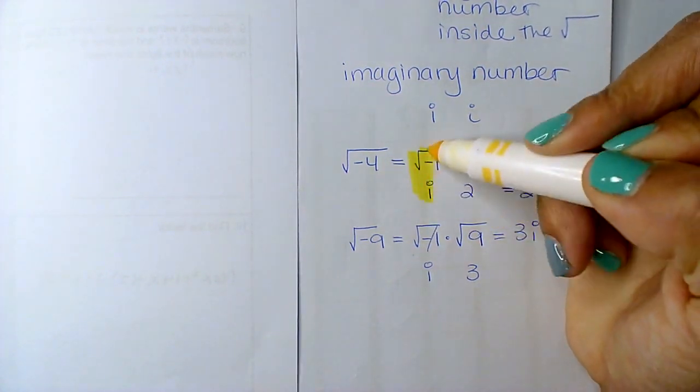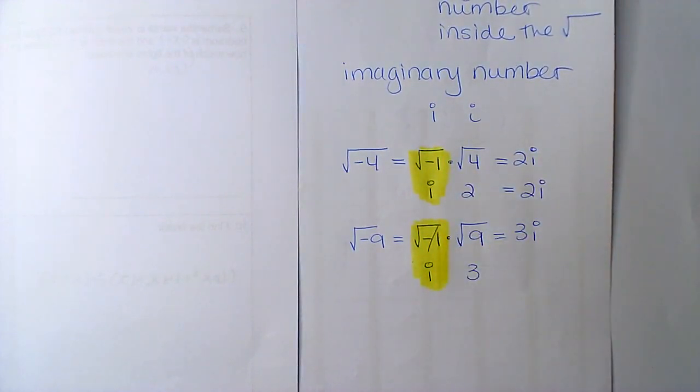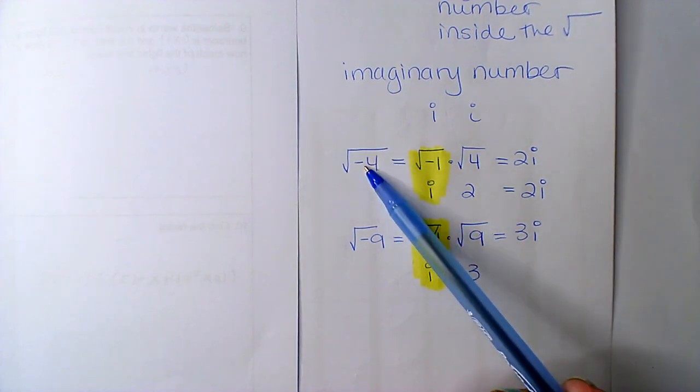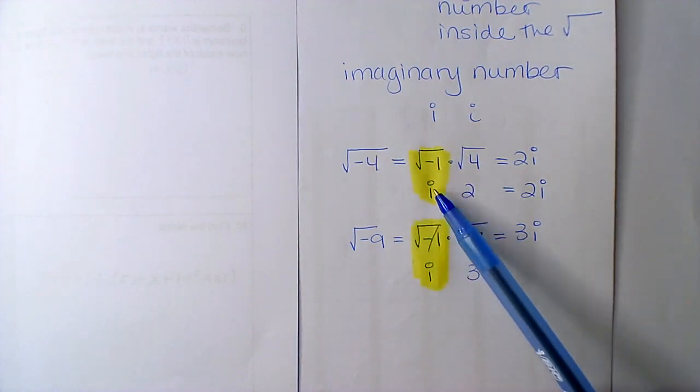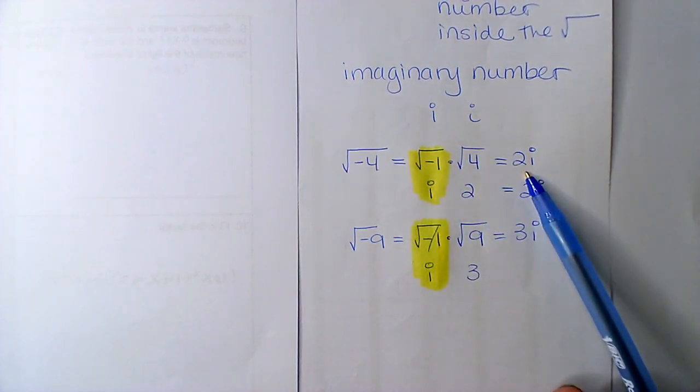So this is the new part. You're going to replace that square root of negative 1, and it's going to become the little lowercase i. So we're not in real numbers anymore. We're in imaginary numbers. So what's the square root of negative 4? Well, the square root of negative 1 is i. The square root of 4 is 2. So this is equivalent to 2i.